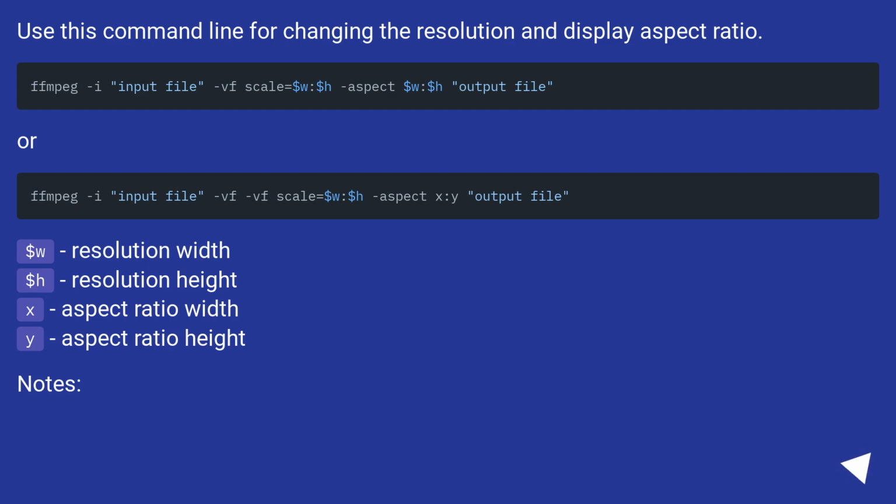Use this command line for changing the resolution and display aspect ratio. Or, where $W is the resolution width, $H the resolution height, X the aspect ratio width, and Y the aspect ratio height. Notes.